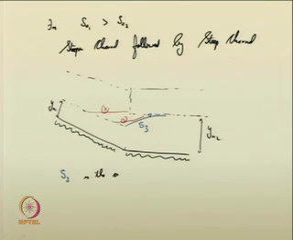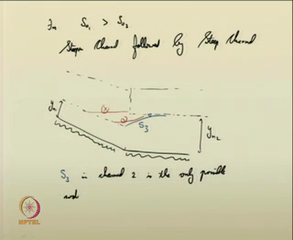So, S3 in channel 2 is the only possible water surface curve for such a situation. So, we have seen these three situations, that is the steep channel followed by another steep channel, mild channel followed by another mild channel, mild channel followed by a steep channel.